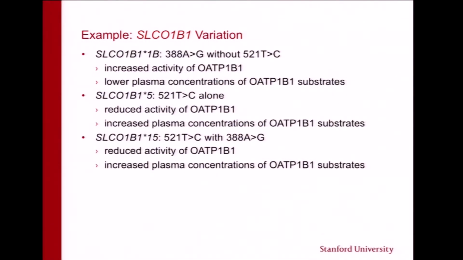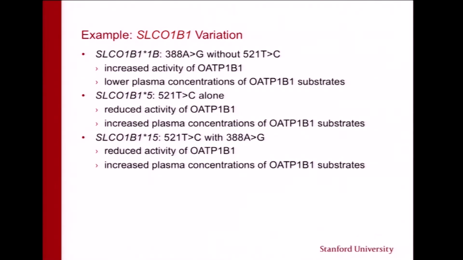So remembering what this transporter does, if you increase the activity of the transporter, you're going to be moving things from the bloodstream into the liver more quickly for metabolism. And as a result, you will have lower plasma concentrations of any of its substrates. The opposite is true if you reduce the activity of the transporter. You'll end up with increased plasma concentrations of any substrates.